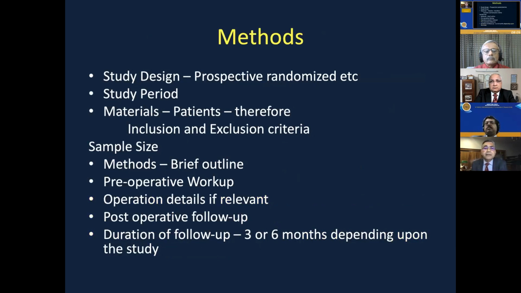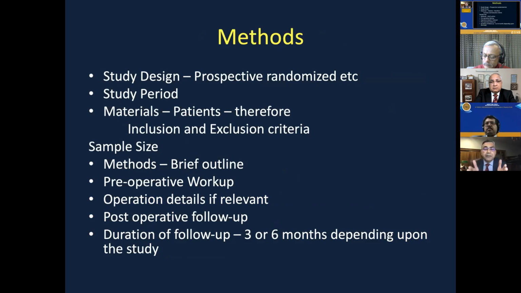Then we come to the methods, which tell about the study design, that it is prospective, randomized, what the study duration is, and what the materials are, which is actually the patients. And when they are patients, you therefore have to say how you will include them in the study, so inclusion criteria, and how you will not include them, therefore exclusion criteria.